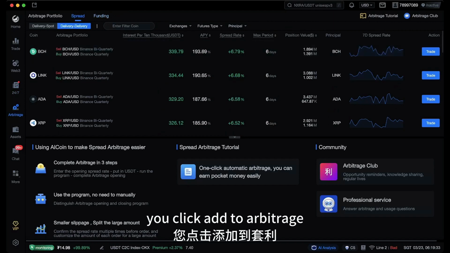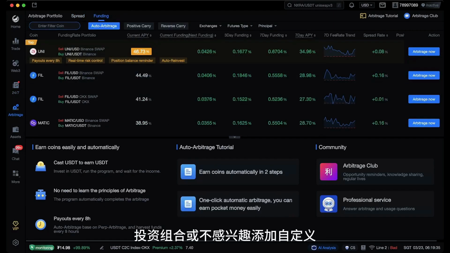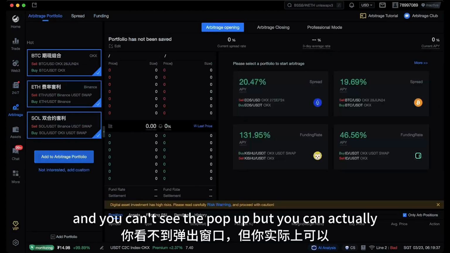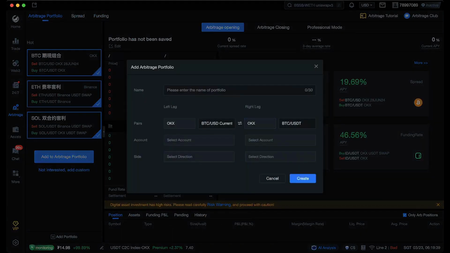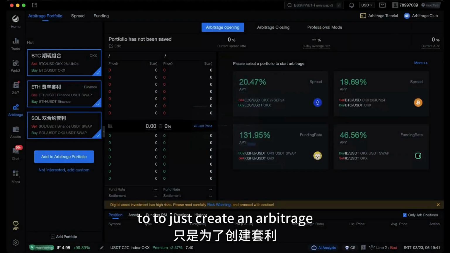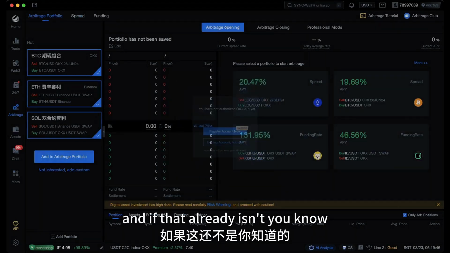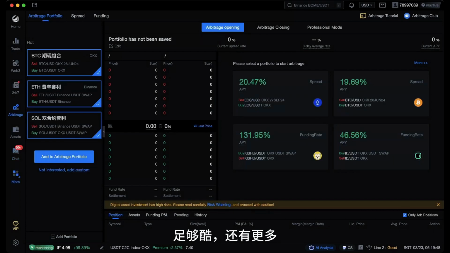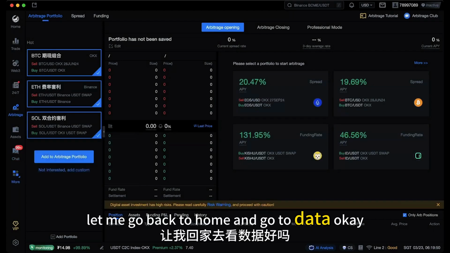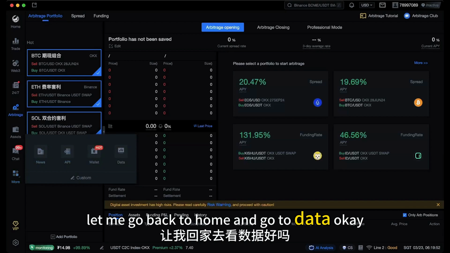You can trade spreads like this. You can trade funding. You can do your own arbitrage. You click add to arbitrage portfolio or not interested, add custom. And you can't see the pop-up, but you can click your own to just create an arbitrage. So yeah, that's pretty cool. And if that isn't cool enough, there is even more.